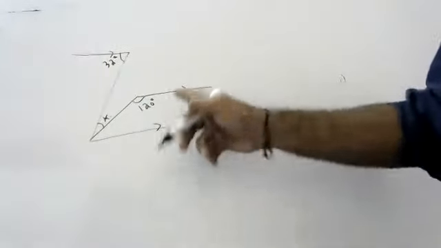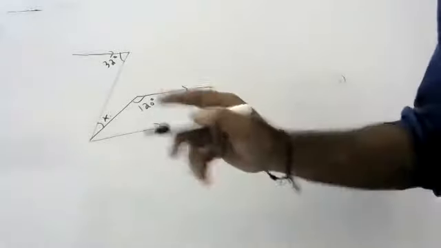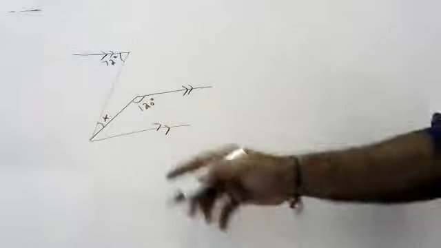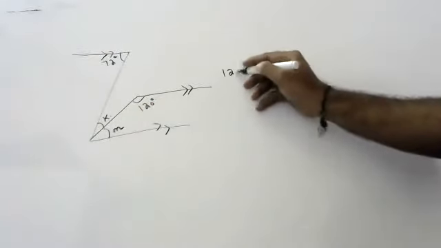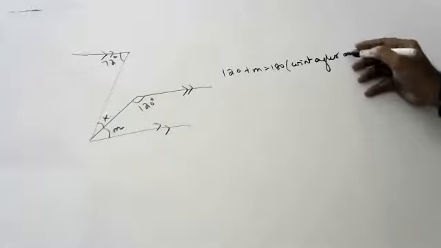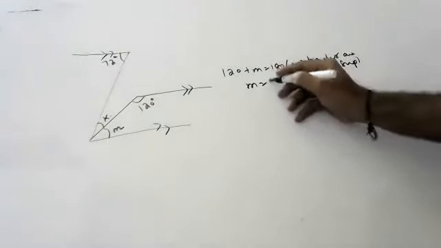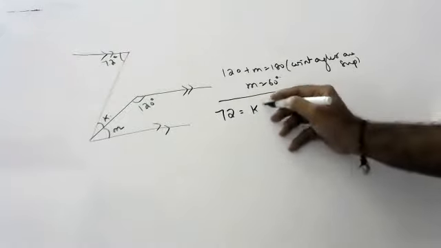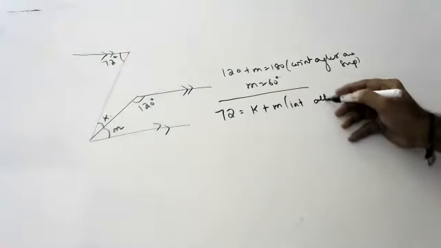They are asking you to find angle K. Can you tell them how to find angle K? All these are parallel lines. This is 72. Okay, Rishikesh, can you tell how to do it? Sir, 120 plus m is equal to 180 degrees as they are co-interior angles. So m is equal to 180 minus 120, m is equal to 60 degrees. Sir, then 72 is equal to k plus m, which is interior alternate angles.